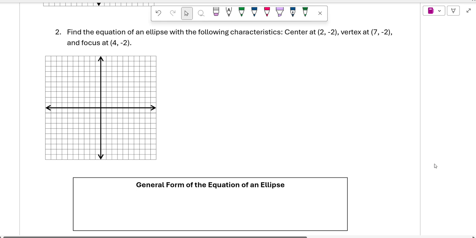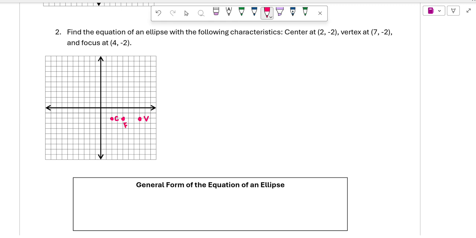For the second problem, we have these given characteristics. The center is now at (2, -2), so over 2 and then down 2. The A vertex is at (7, -2): 2, 4, 6, 7, on the same line, and that's a vertex. And they give us one focus point at (4, -2).